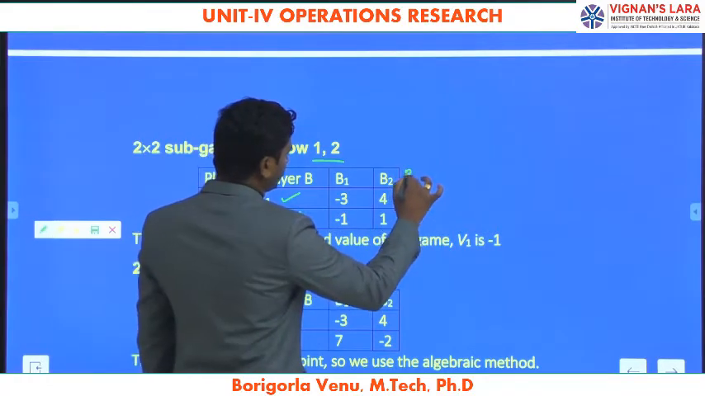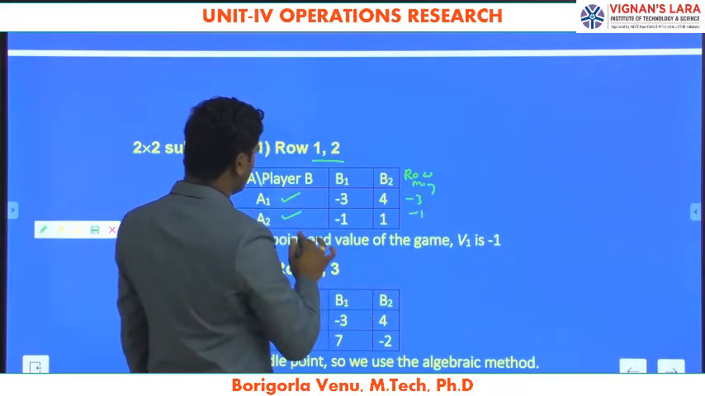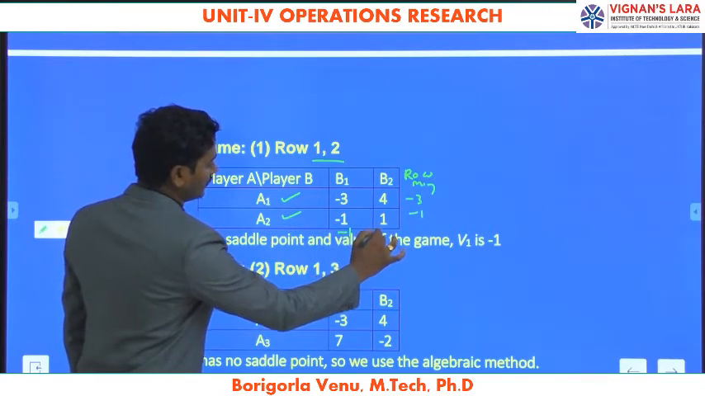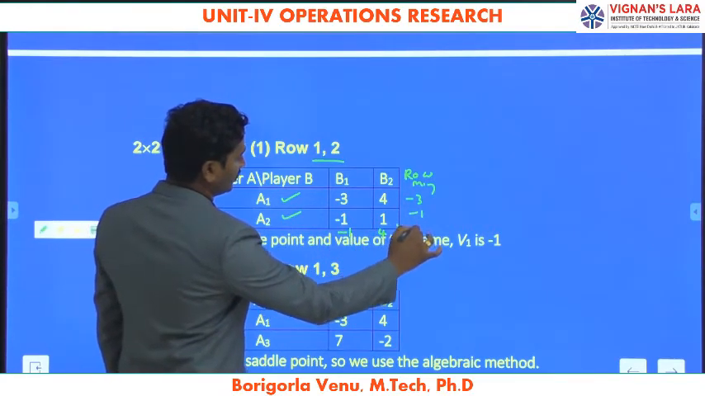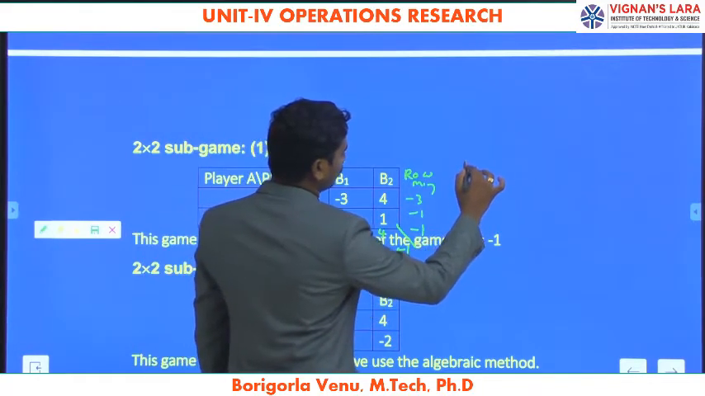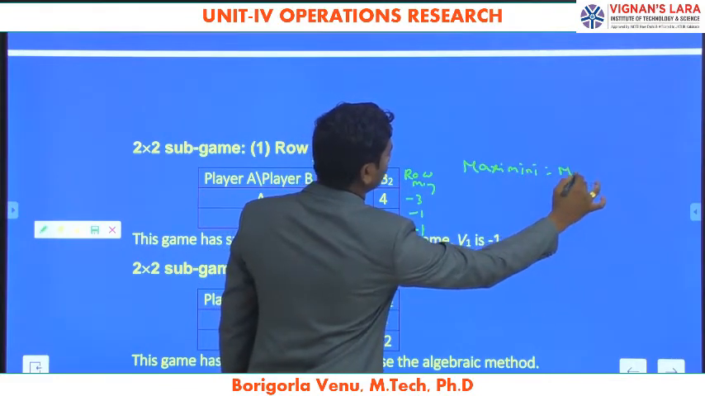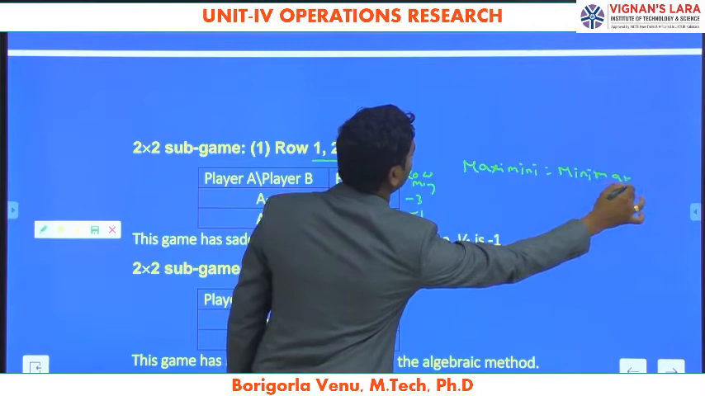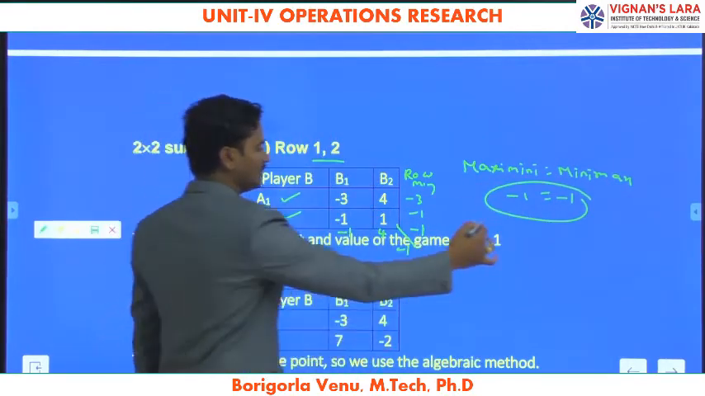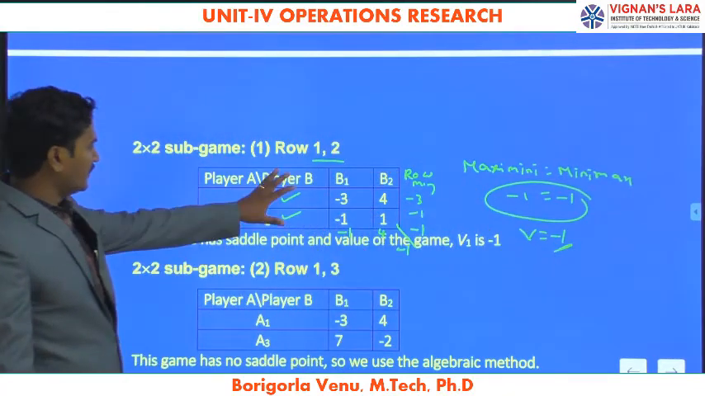Here the row minimums are minus 3 and minus 1. Coming to the columns, the column maximum is minus 1 and the other column maximum is 4. From this, the maximin is minus 1 and the minimax is minus 1. So maximin equals minimax, that is minus 1 equals minus 1. So the saddle point exists and the value of the game is v equals minus 1. Okay, that is for the first case.